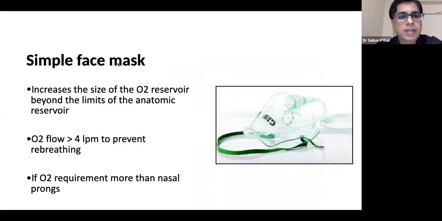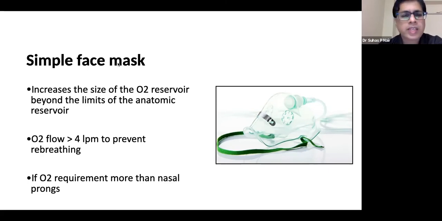Simple face mask increases the size of the oxygen reservoir beyond the limits of the anatomical reservoir. One point to remember is that oxygen flow of at least 4 liters per minute should be delivered through a simple face mask, because it will prevent rebreathing. If you keep it below 4 liters per minute, the patient will be rebreathing carbon dioxide, and it will be more dangerous in a patient who is dyspneic.